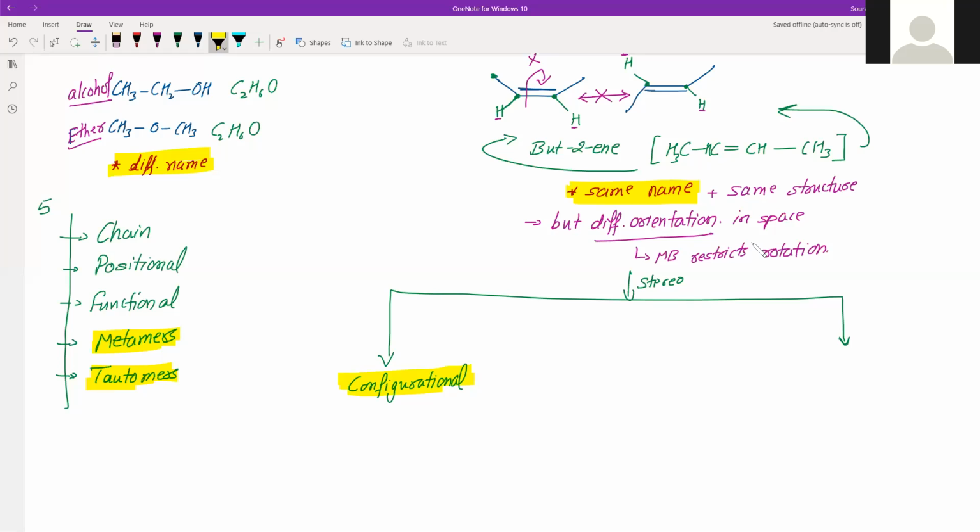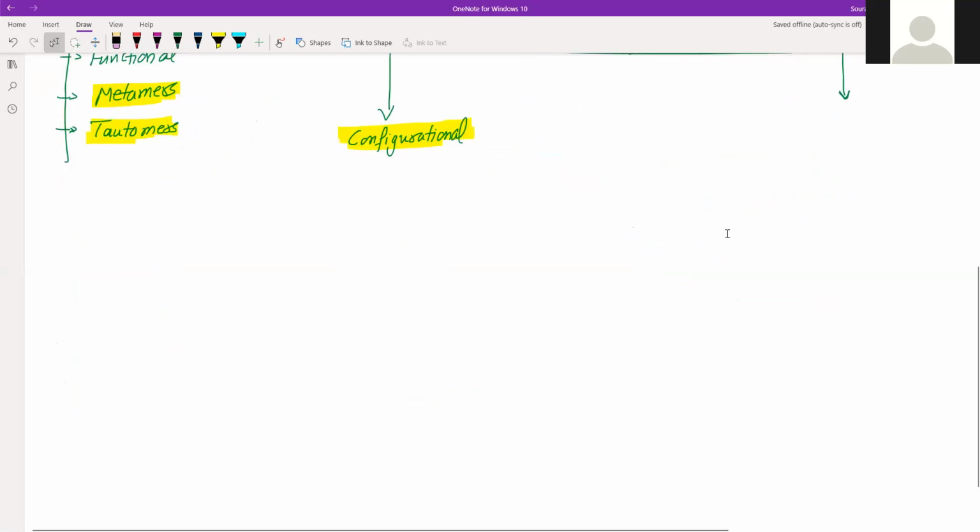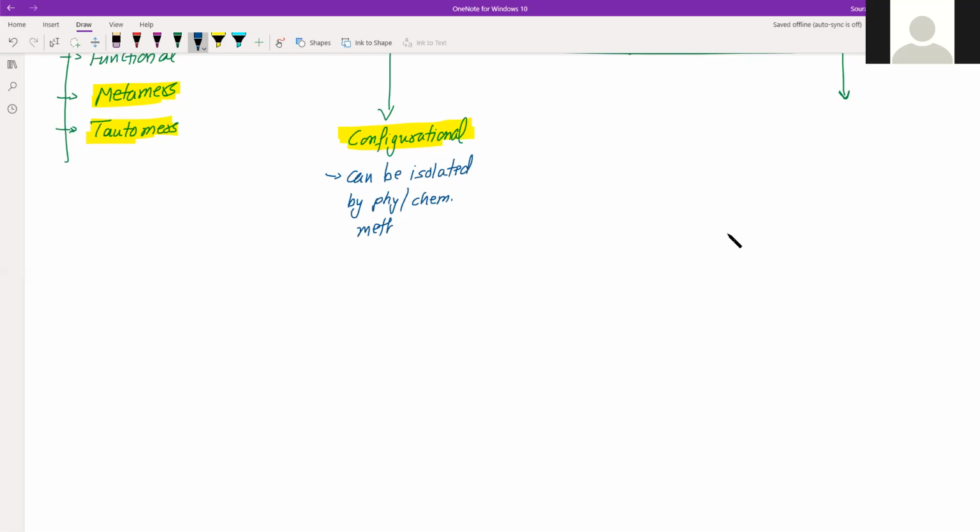So what is here? These are the isomers where, as you have seen, there is no difference in structure, only orientation. So configuration falls under that category. But the thing is, these can be isolated by general physical or chemical methods. That is configurational isomers.